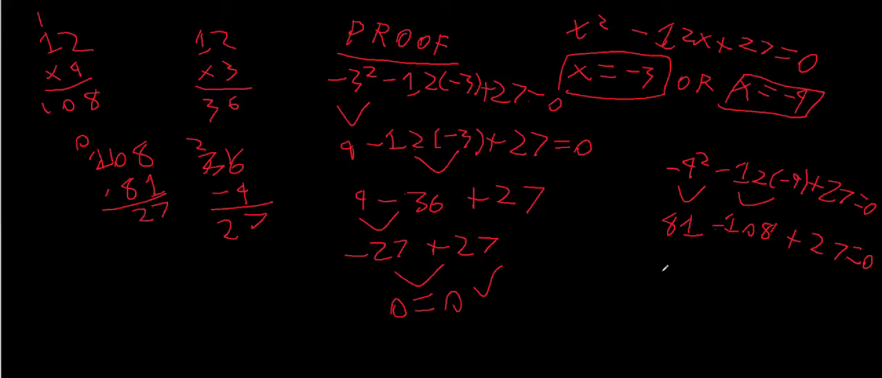Which would give us -27 plus 27 equals 0. That would be 0, which equals 0. And so our equation checks out for that one as well.